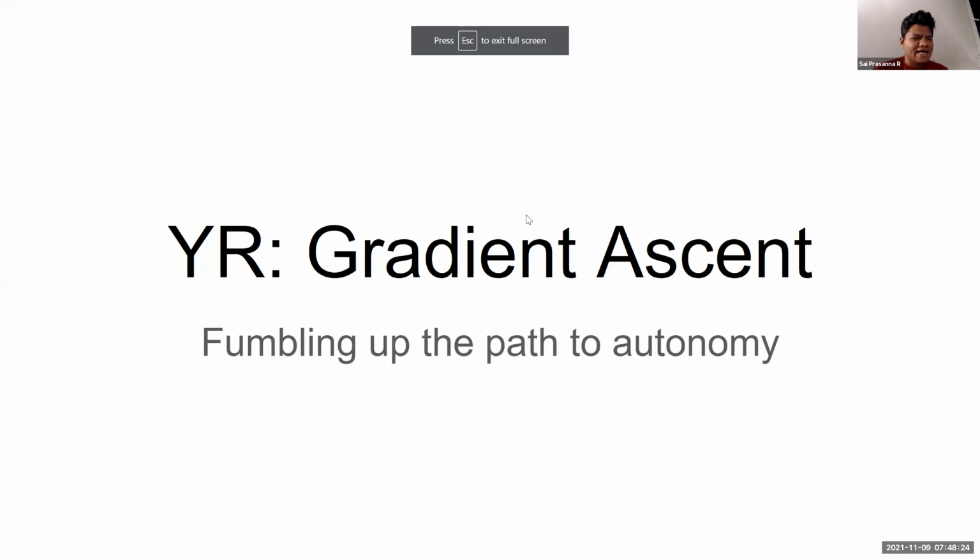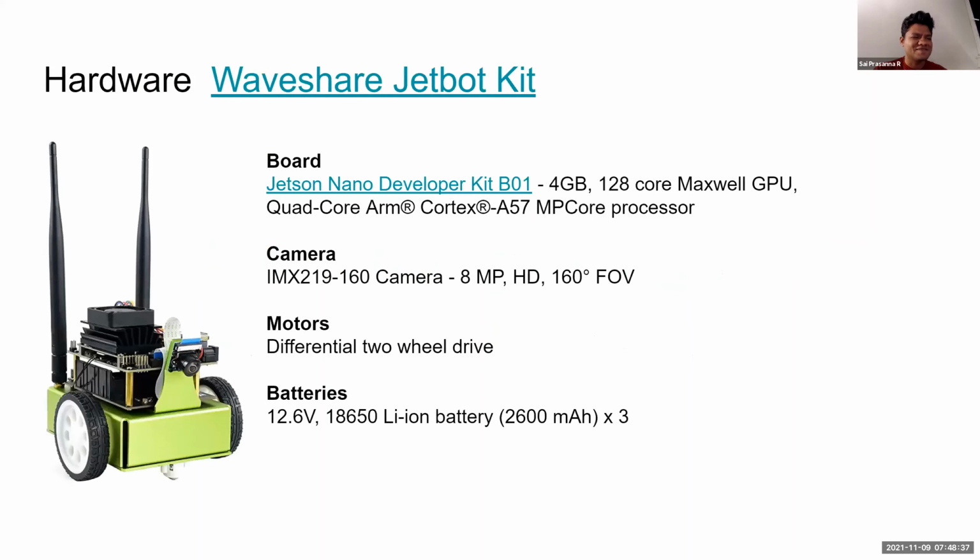So yeah, I'm just naming it gradient ascent, just going step by step, just looking at the small gradient vector, but just going up the hill to autonomy or something.